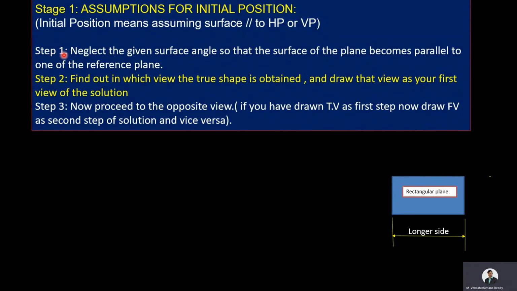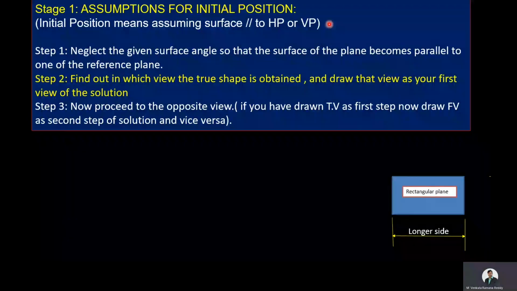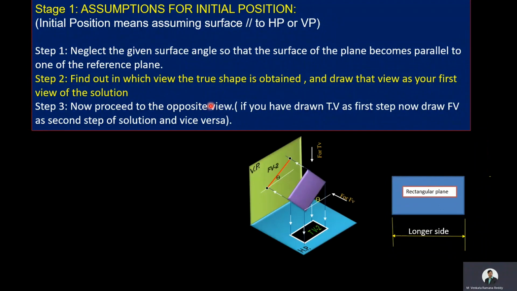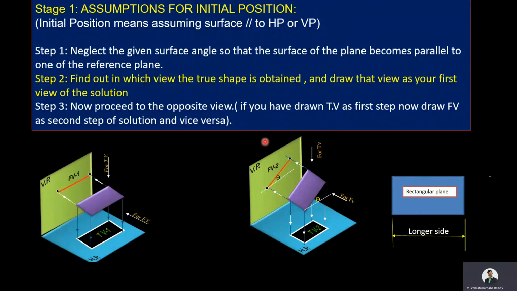What are those 3 steps? Step 1. Neglect the given surface angle so that the surface of the plane becomes parallel to one of the reference planes. Step 2. Find out in which view the true shape is obtained and draw that view as your first view of the solution. Now proceed to the opposite view. If you have drawn top view as first step, now draw front view as second step of the solution, vice versa.